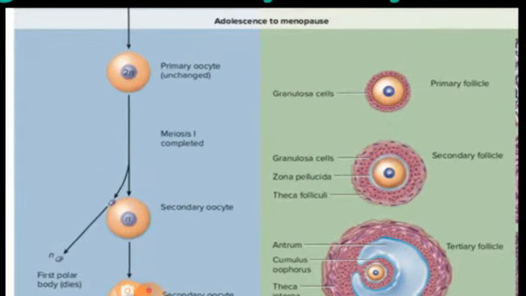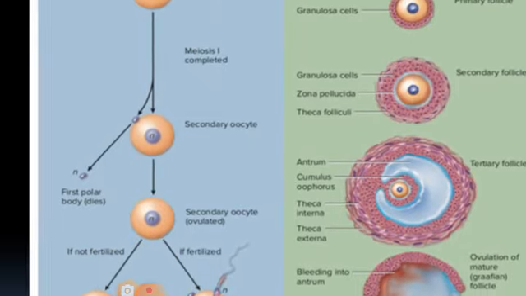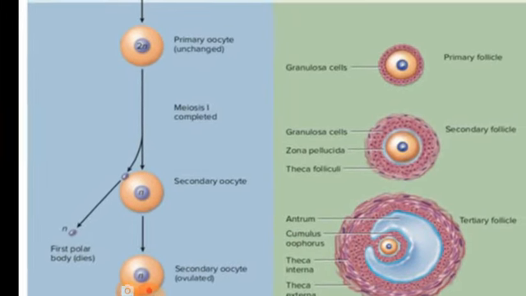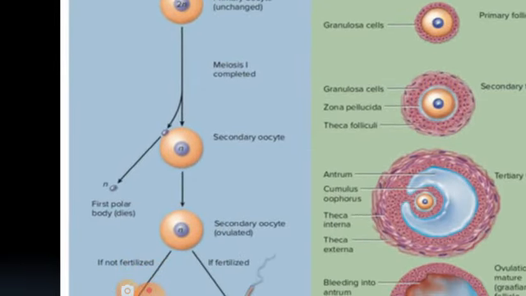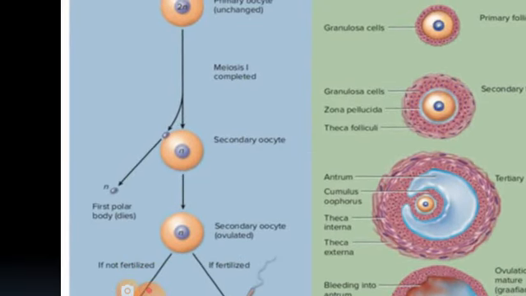Let me expand this primary oocyte. Meiosis 1 up to prophase 1 was over before birth. Then meiosis 1 will be completed, and by that time the secondary oocyte will be produced, which is present in the tertiary follicle. Along with the secondary oocyte, a small cell will be formed, that is nothing but the polar body.